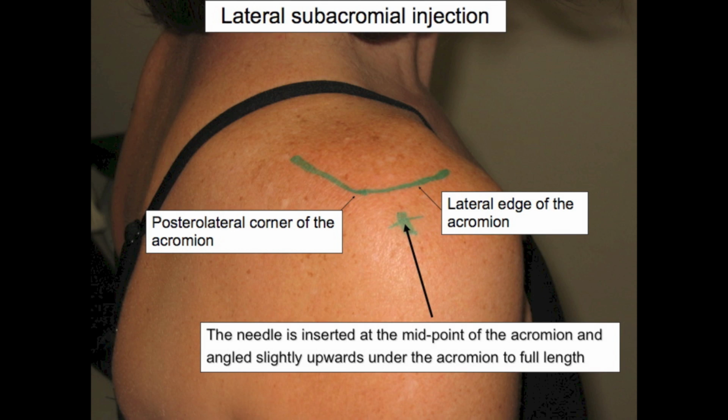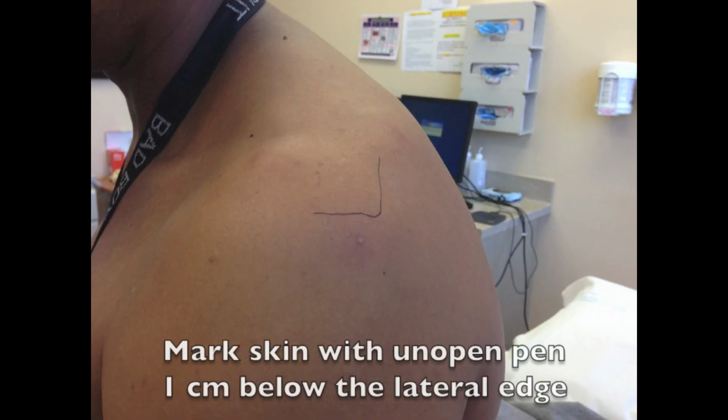Palpate the spine of the scapula as it turns the posterior corner to become the lateral edge. Mark the skin with an unopened pen 1 centimeter below this edge. The acromion is rather thick. If the injection site is too close to the noted lateral edge, the needle will typically hit the acromion.